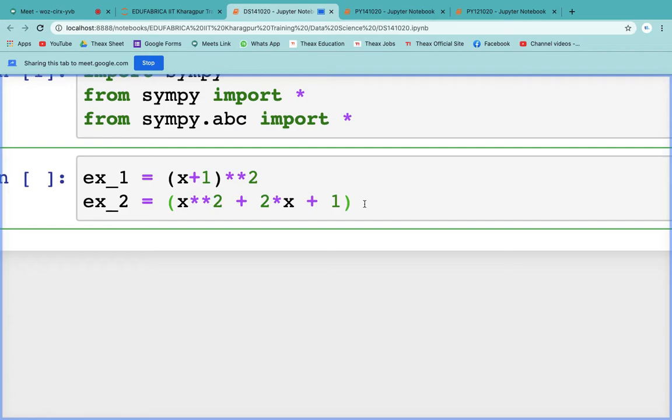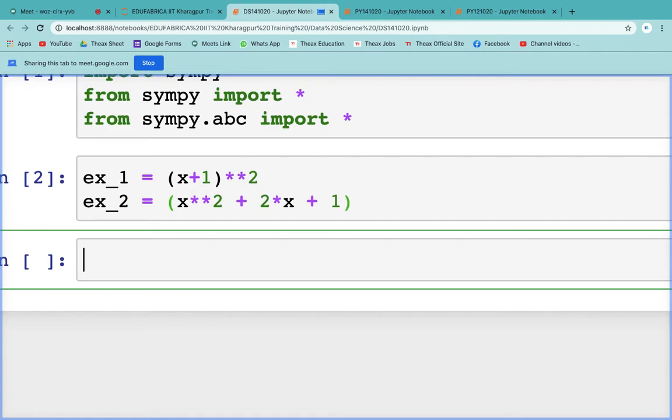Okay, so EQ1, EQ2 is done right now. That's fine. So what is the result if I say EQ1 minus EQ2? What should be the result? 0.